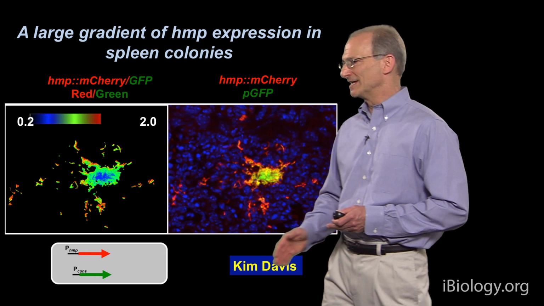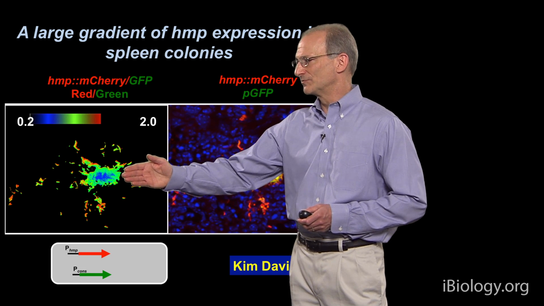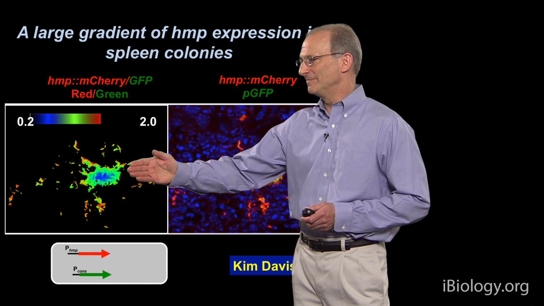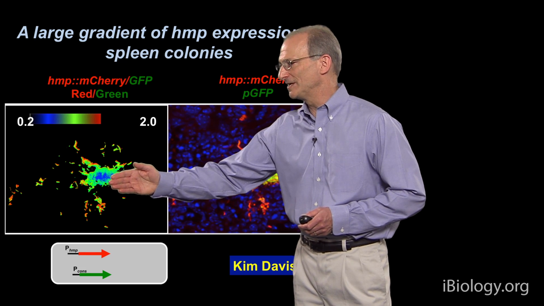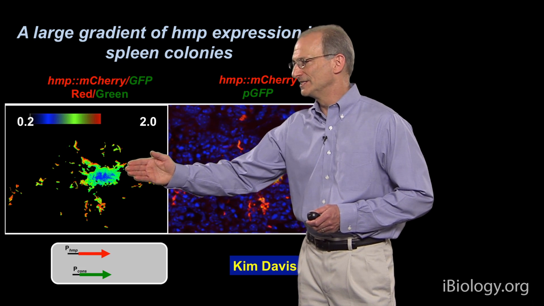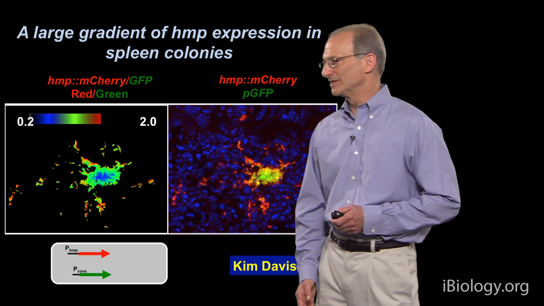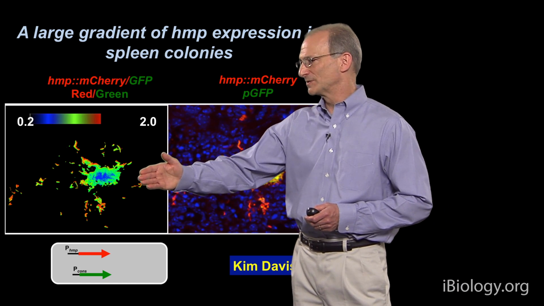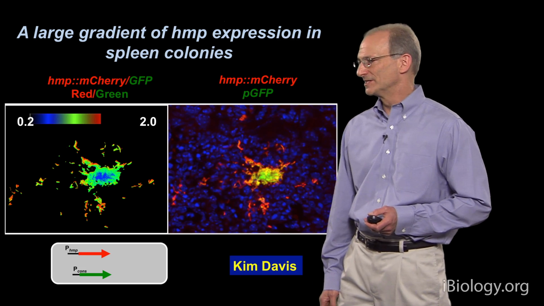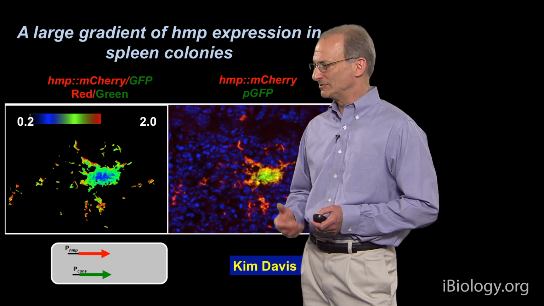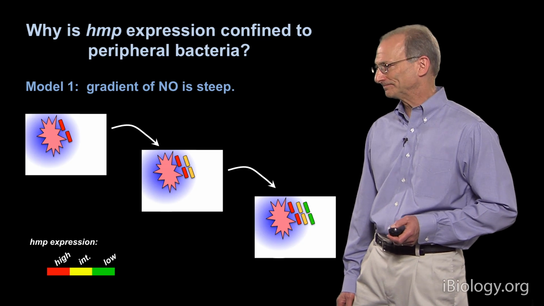This can also be displayed another way, where we ratio the cherry to the GFP in this ratiometric display. Red means that you have very high cherry levels. Blue means that the levels of GFP relative to cherry are very high. And this is over a 10-fold gradient based on this ratiometric assay, in which we can see that there's very low expression of HMP in the center of the colony and very high on the edges. This can also be displayed in another way, in which we do 3D imaging of this particular structure.